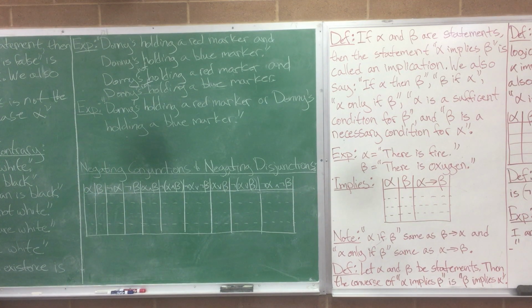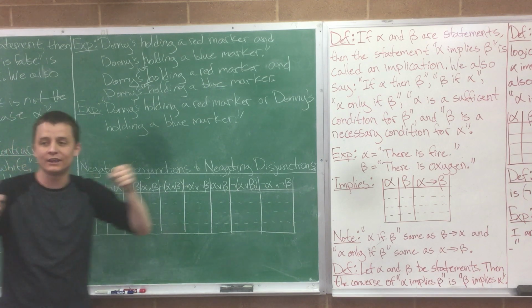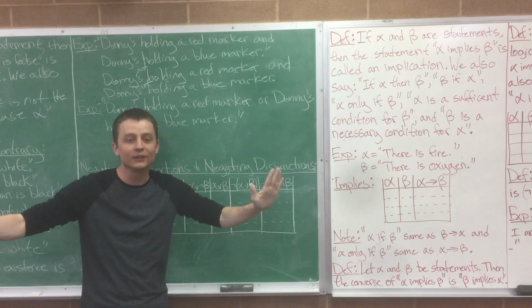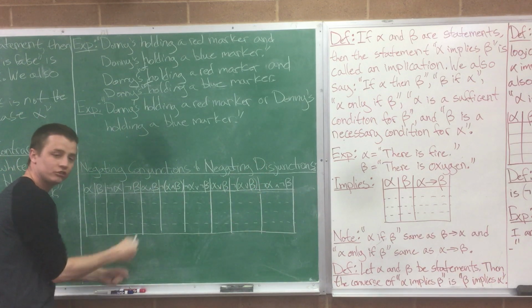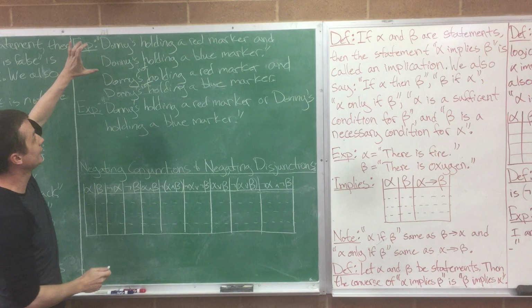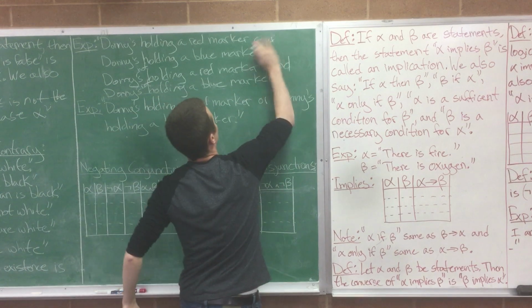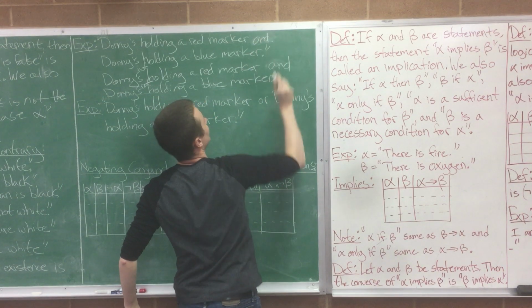What else we got? You're getting there. Would you have to change the statement depending on what you're holding? You can't say they're contradicting statements if I get to change the contradiction anytime you change the universe on me. No, they have to be completely independent of the universe. It doesn't matter what the configuration of Donnie holding red and blue markers is, one of them has to always be true, one of them has to always be false. Change and or. Change and or. Perfect.